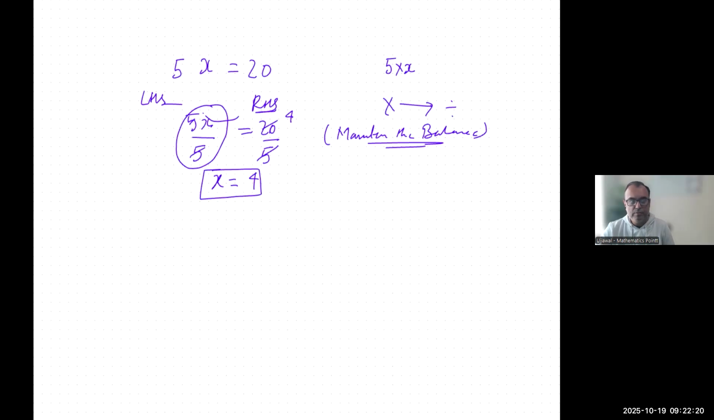Now x over 5 equals to 20. Can you do this? I will do that, Shaban, don't worry. I'll keep explaining this. Right.